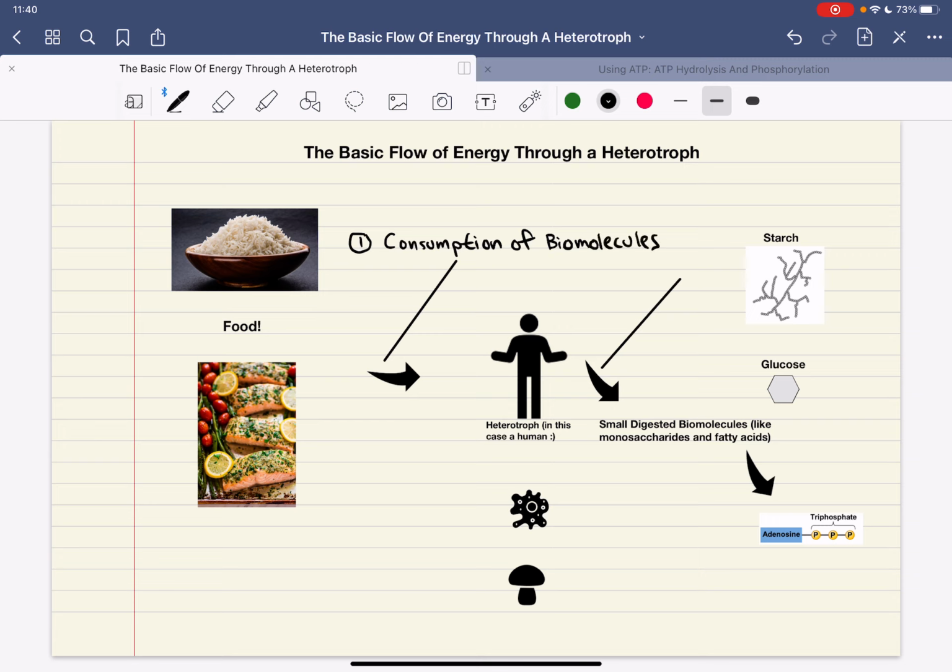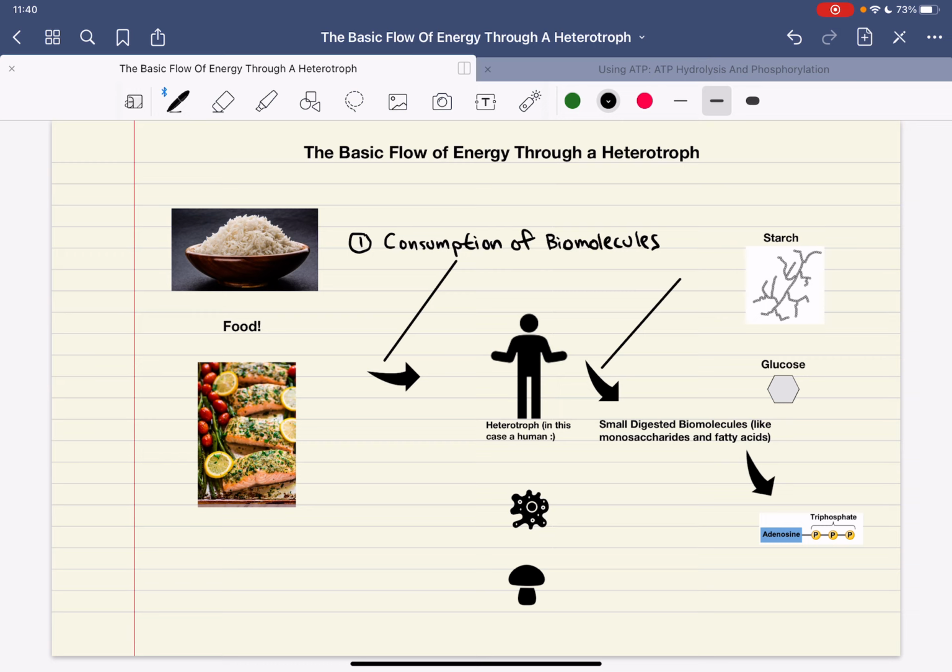Now that food can be from a plant, it could be from another animal, or even a fungus if you're eating a mushroom. But the energy in that food that you're eating originates from the sun if you trace it back far enough. But in either case, you have to eat food.